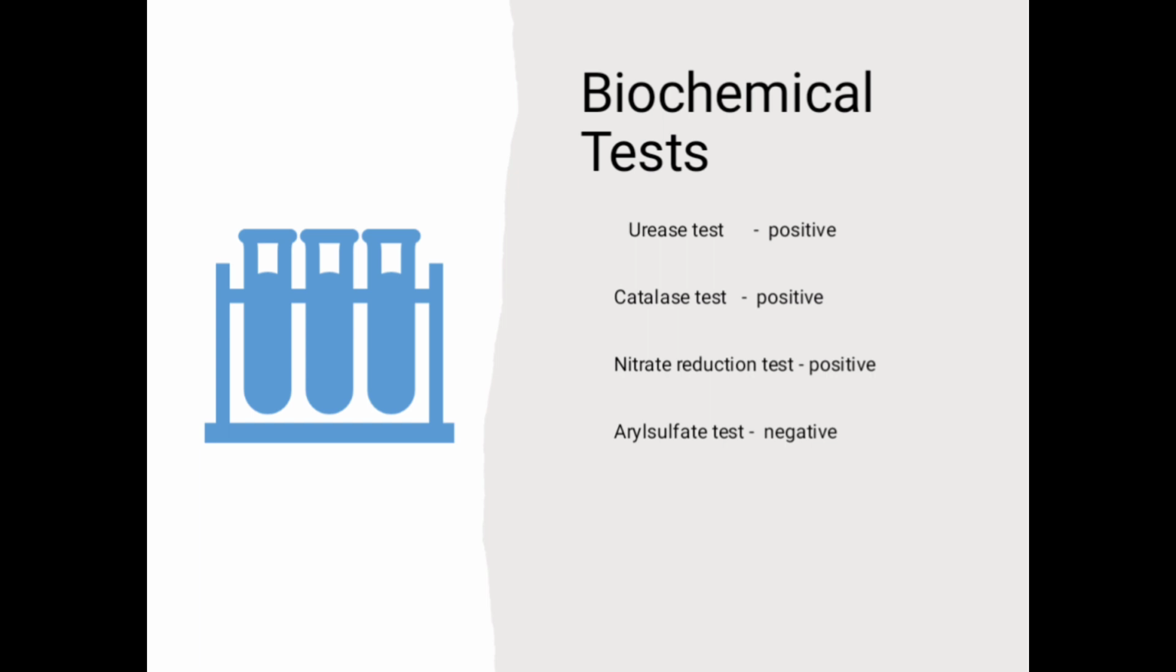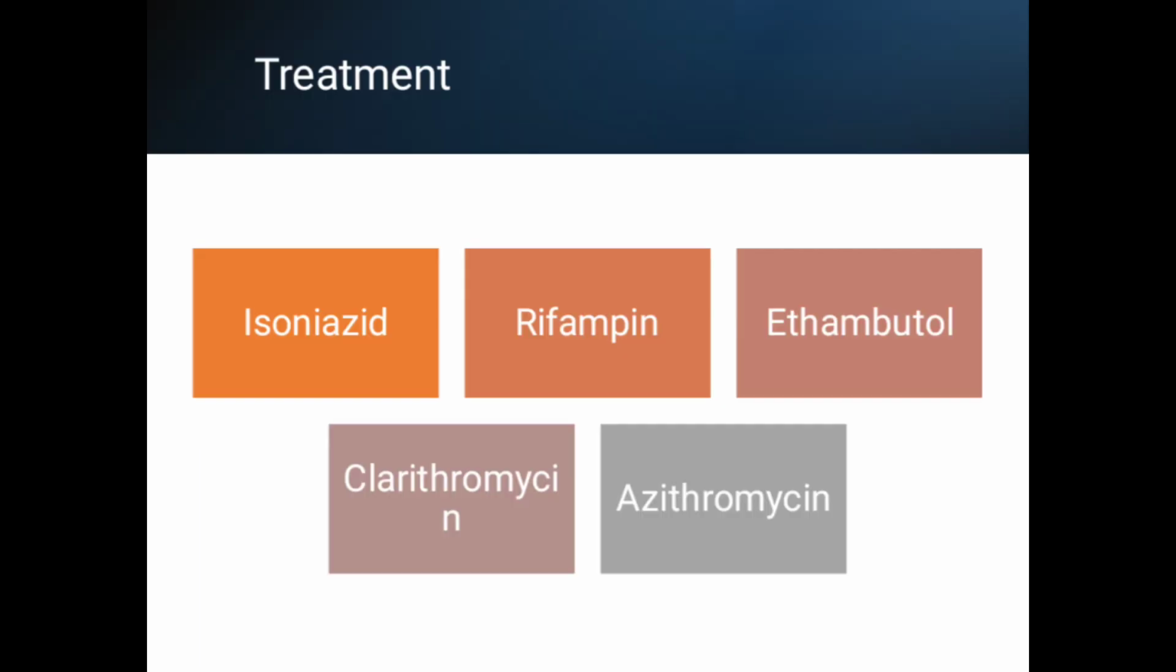And finally, we will discuss the biochemical tests of this bacterium, Mycobacterium kansasii. In this, urease test is positive, catalase test is positive, nitrate reduction test is positive, and finally arylsulfatase test is negative. And now we will discuss the treatment for the infection or disease of Mycobacterium kansasii.